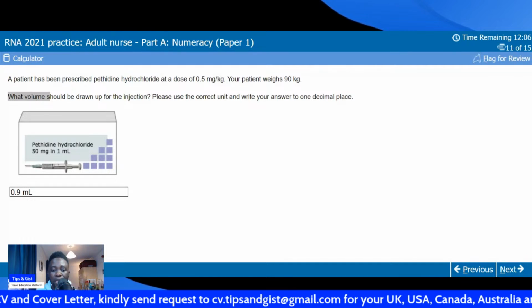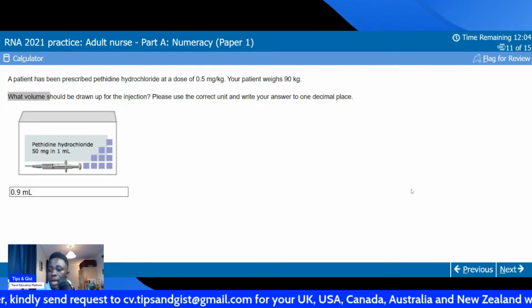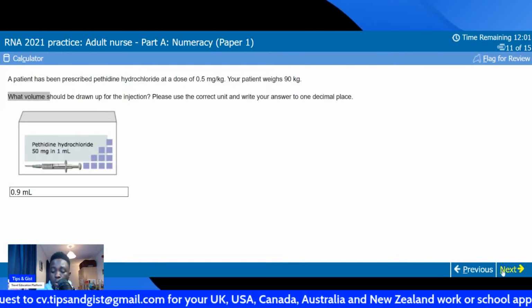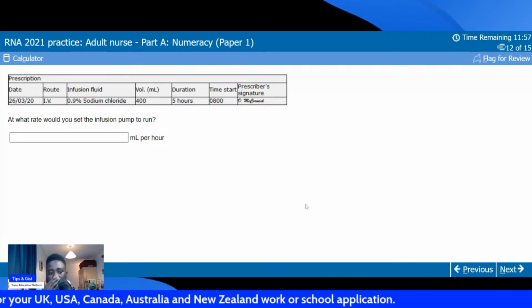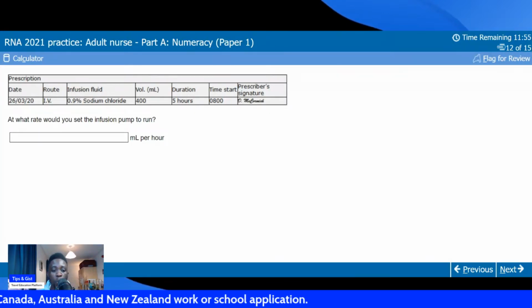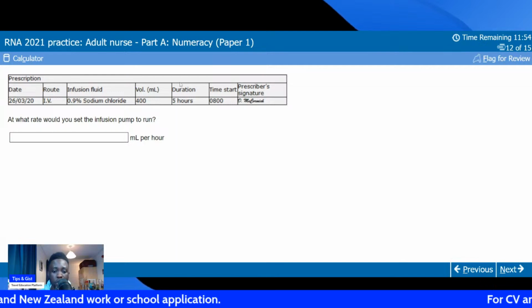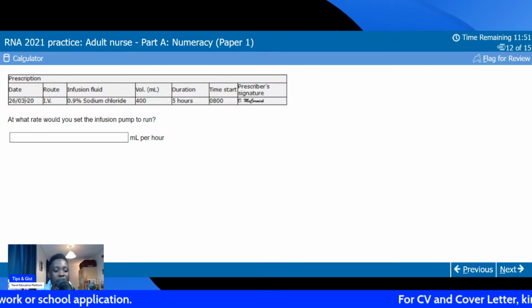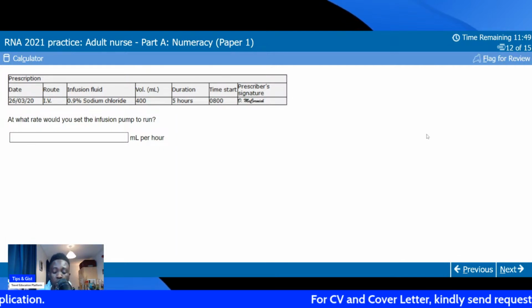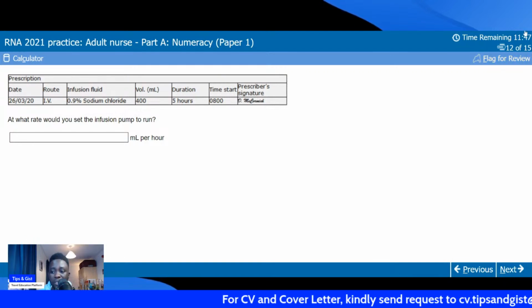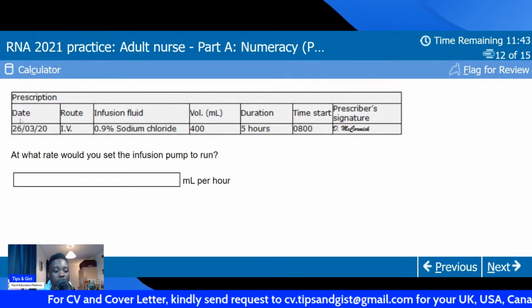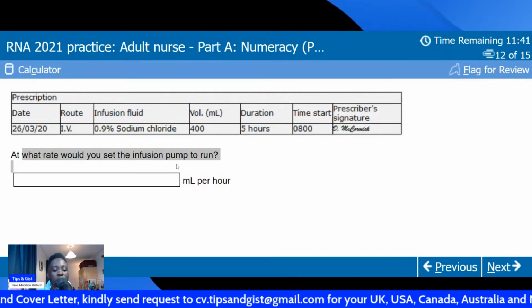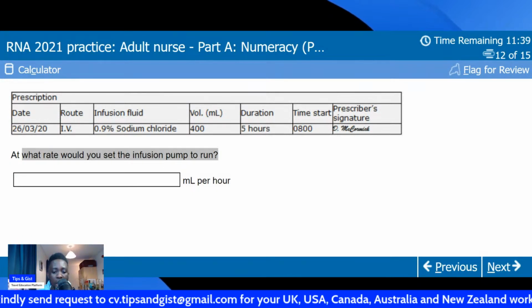All right. Question number 12. We have 4 more questions to go. You are given an infusion. This is an infusion sheet. The date and everything, they just bring all these things to confuse you. If you get a question like this, let me give you the trick. If time is not on your side, just look at the question. What rate should the infusion pump run?